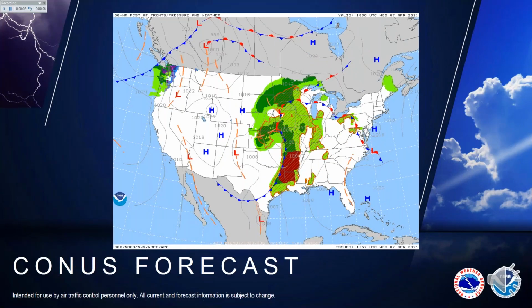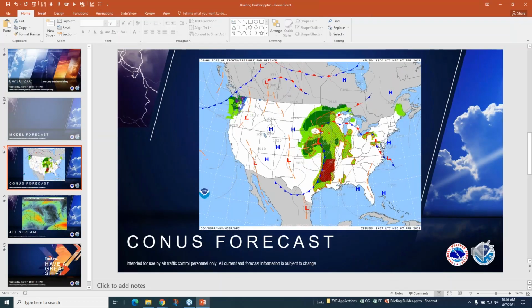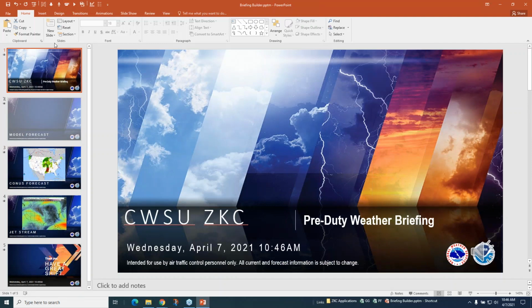This is a CONUS prog chart from AWC. And there we go, we've replaced the audio. So once that's done, let's say you want to add some live screen recording of a web page.